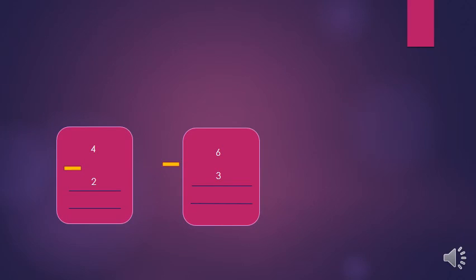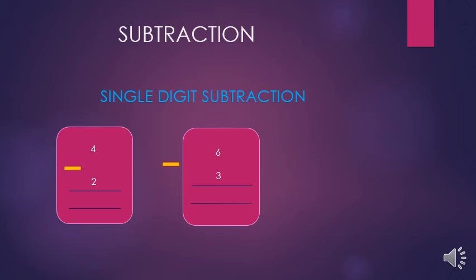Subtraction of single-digit numbers. Subtraction means minus. You have to minus one number from the other number. Here 4 and 2 are there. Always remember, for minus the upside number should be big. So you have to hold your 4 fingers, and from those 4 fingers you have to close 2 fingers. How many remain? 1 and 2. So the answer is 2.